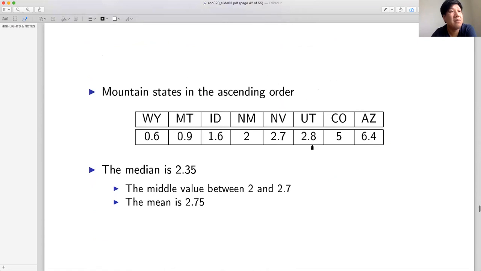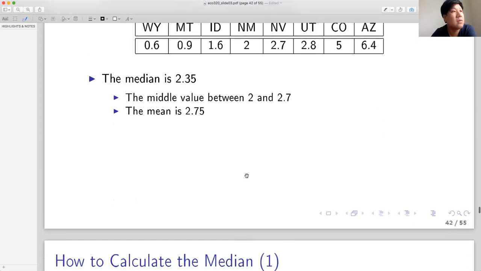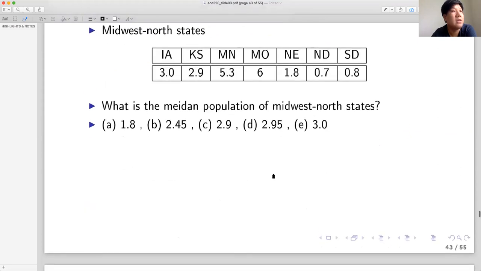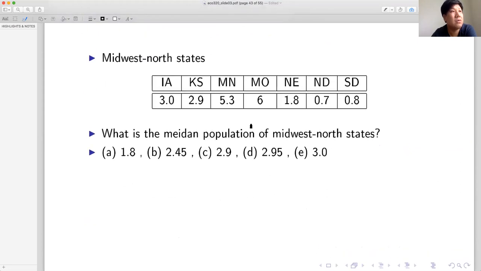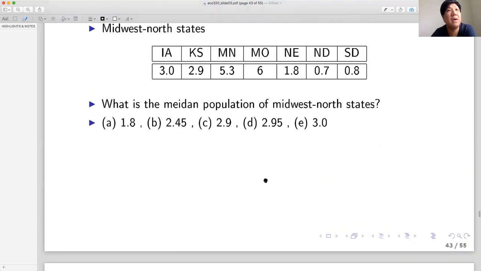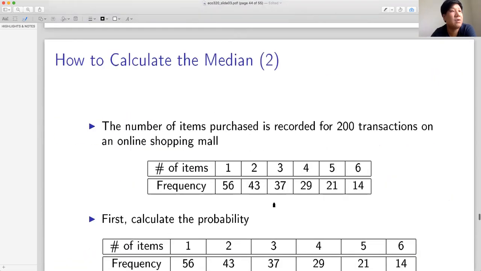Let's say we have some more observations, in ascending order. What is the median? You eliminate from both ends until there are only 2 left. Then you just add them up and divide by 2, which is 2.35. Similarly, you can find the median of this. First do the ascending order and find it. You might want to answer independently. Just pause this video and answer it.